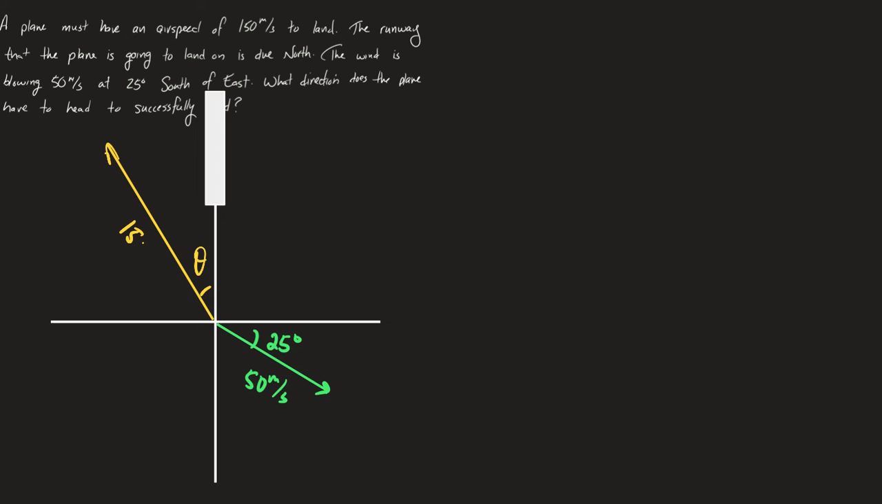So 150 is the speed of the plane. I'm going to do the same things we talked about before. I'm going to take the plane and the wind and convert them from polar to rectangular. The plane is 150 meters per second at some angle, I don't know. The wind is 50 meters per second. I'm sorry, I said degrees here, but I meant meters per second. And is at an angle of 25 degrees, looks like south of east.